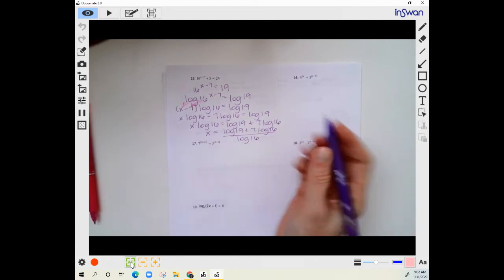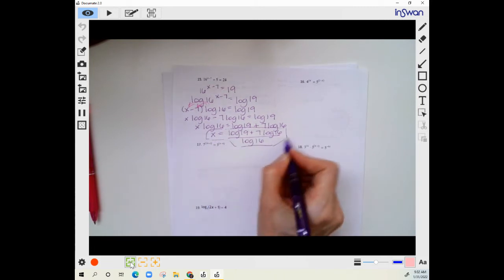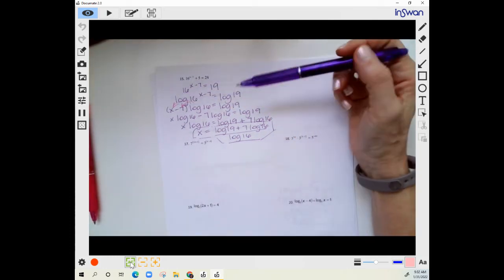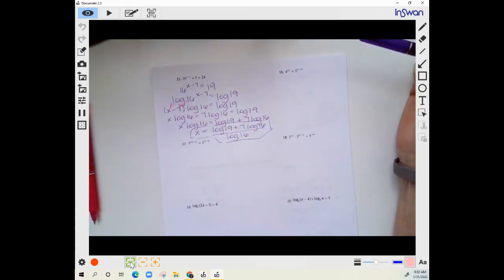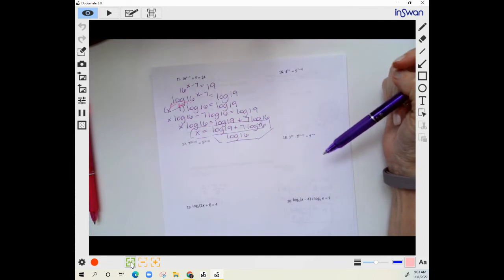So not the best answer, definitely not nice and neat, no integers here. That's considered calculator ready form. If you had chosen back here to use natural log on both sides, then all these common logs would just be natural logs. Again, that's considered calculator ready form, that you can just type that in your calculator if you want an approximate value, but we just leave it like that.